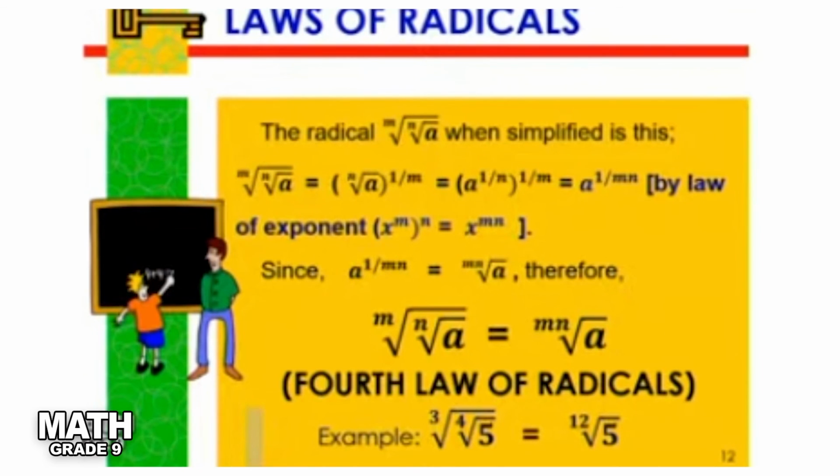Again, the mth root of the nth root of A is equal to the mnth root of A, and that is the last law of radical. Here is an example. The cube root of the fourth root of 5 is equal to the 12th root of 5 when simplified.